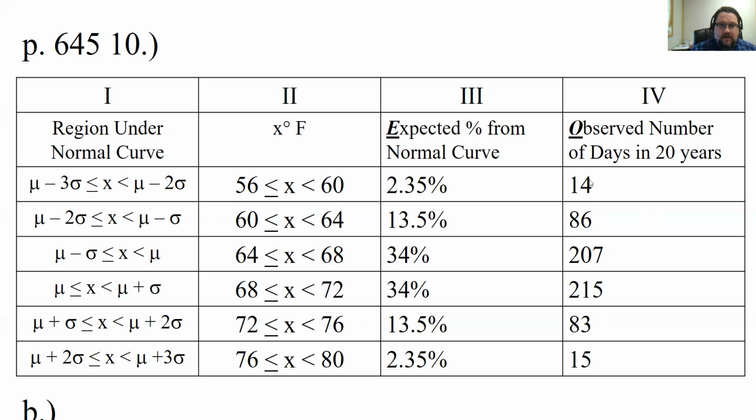So this right column over here, there were 14 days within that 20-year period that fell between 56 degrees and less than 60. There were 86 days that fell at least 60, but less than 64, and so on. You got those values. All right. Now, we have some expected values from the normal curve, so if this is a normal distribution, bell curve shape, then that's where we're getting these values.